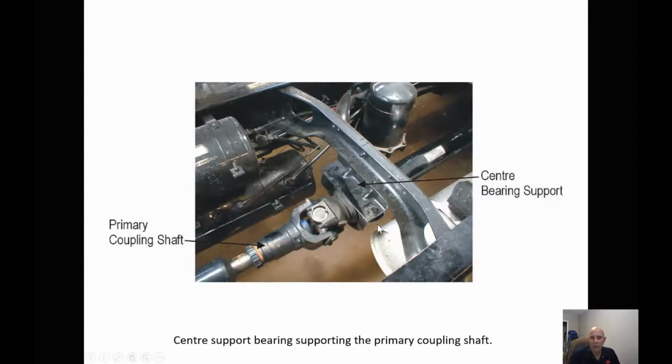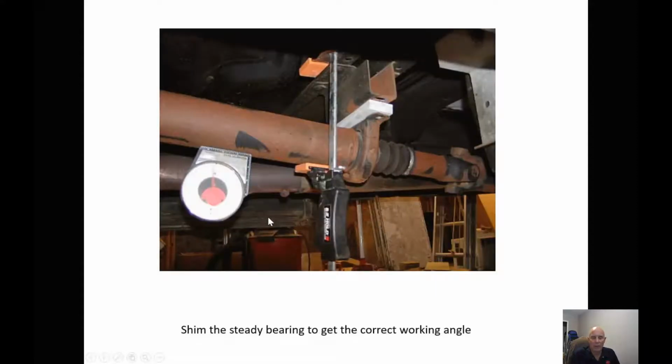But how do we measure it? Well, we're going to use what's called an inclinometer. So here's our steady bearing, and these are our shims that fit between the steady bearing and our support hanger. And by adding or subtracting shims, we can change the angle of our driveline. Now, with new technology, we use a digital inclinometer to measure these.